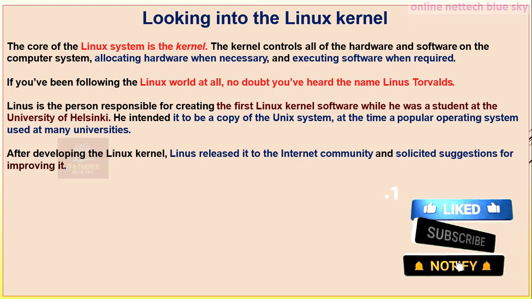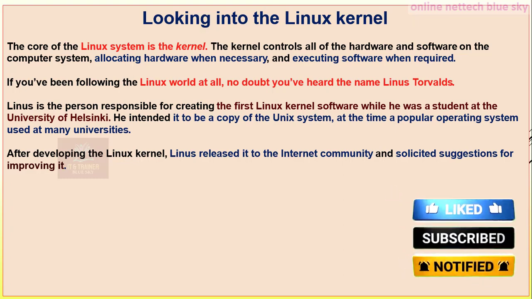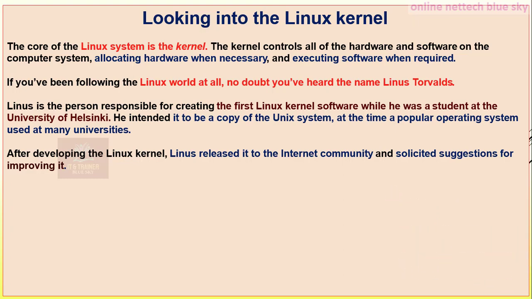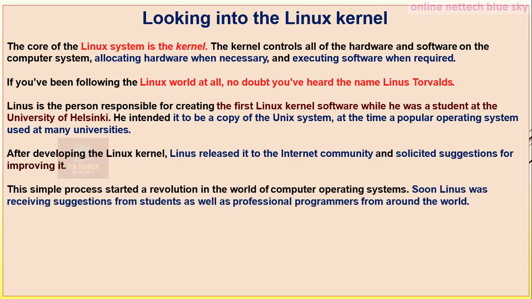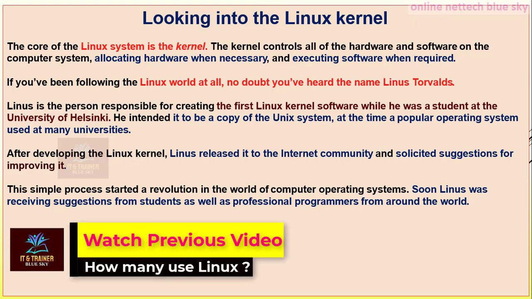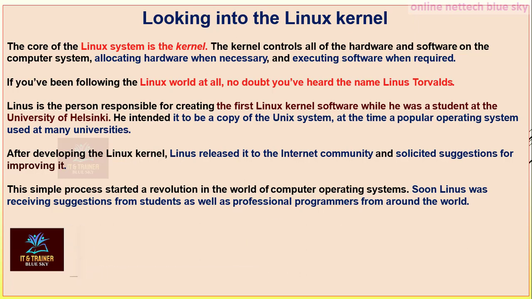You can create software, directly communicate about the Linux operating system through the Linux community, and join it. A lot of engineers joined and developed the Linux system one by one. This simple process started a revolution in the world of computer operating systems. This revolution changed the world of operating systems.